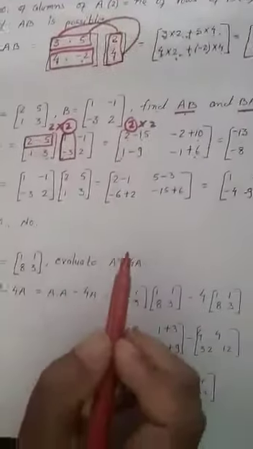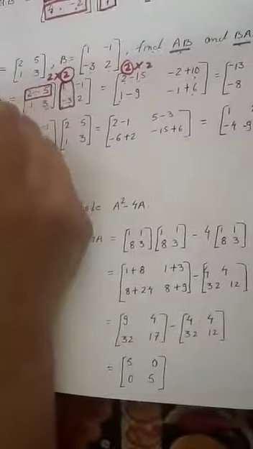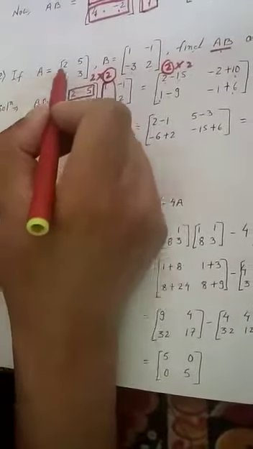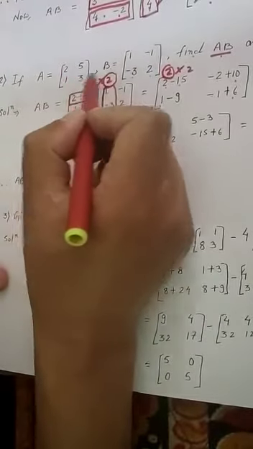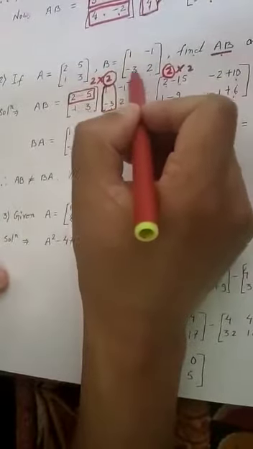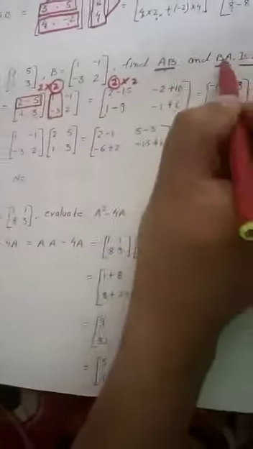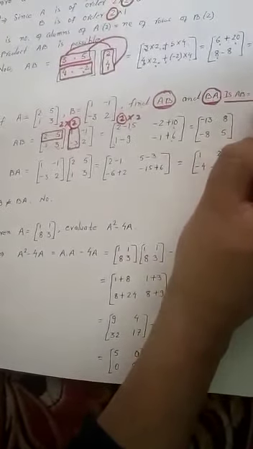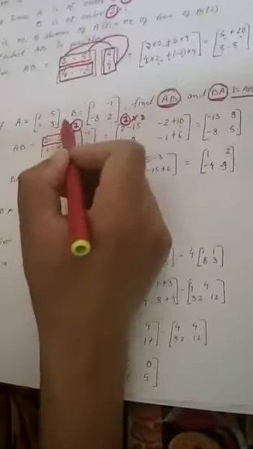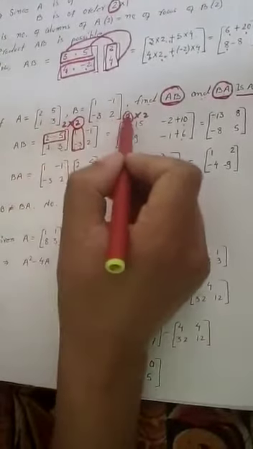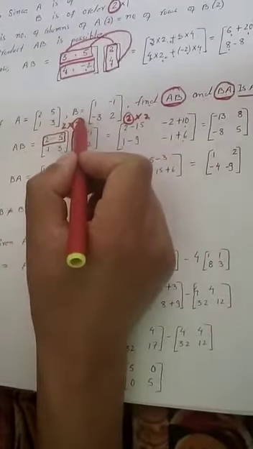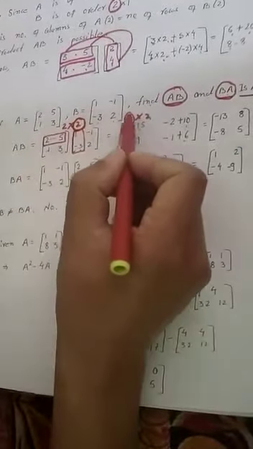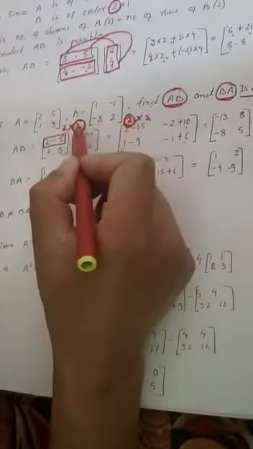Okay. Now the second example, second question. If A is [2, 5; 1, 3] and B is [1, -1; -3, 2], find AB and BA. You are asked to find AB as well as BA. The second part of the question asks whether AB and BA are equal. Let us check. The order of the first matrix is 2 by 2 and the order of the second matrix is also 2 by 2. That means the number of columns of the first matrix is 2 and the number of rows of the second matrix is 2, so we can multiply these two matrices.